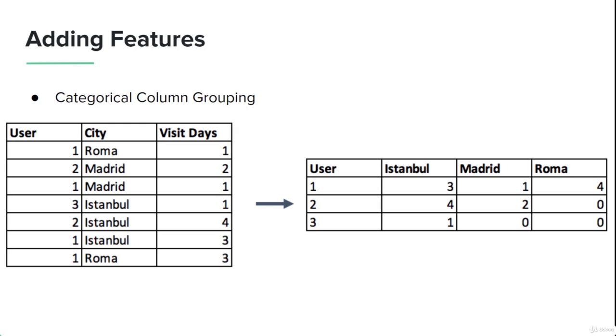Now we're going to present the number of days visited by each user. So user 1 visited Istanbul for 3 days, and user 2 visited Istanbul for 4 days. In this way, we have represented the information in a much more compact way. This is what we call categorical column grouping. We have created the columns from the city column, and we have grouped them in a smarter way so that we can present them in a much better way. You can understand this is rather challenging and difficult, but with practice, time and experience, you can do it quite easily.